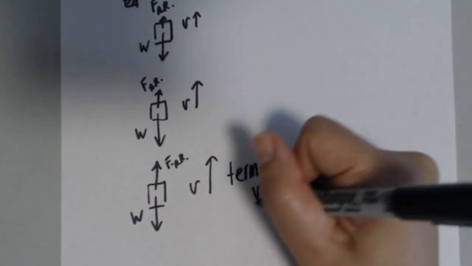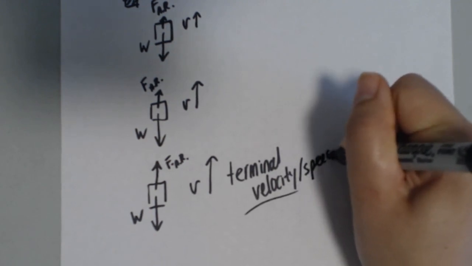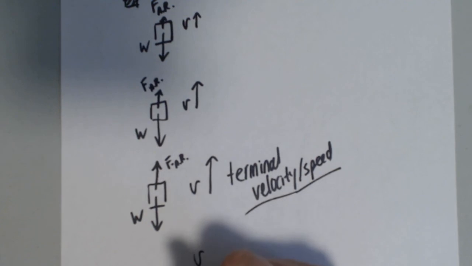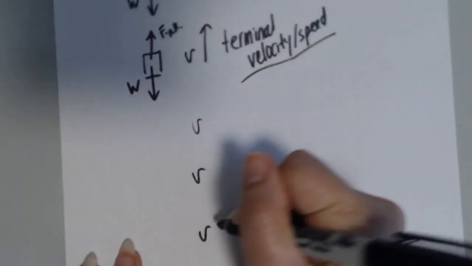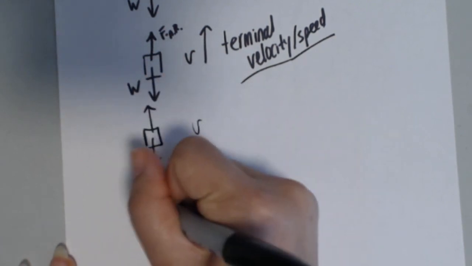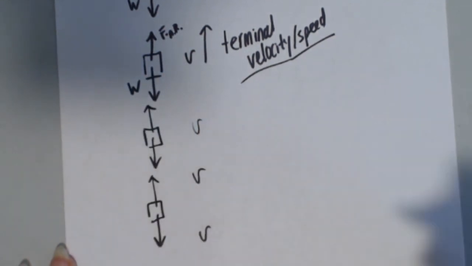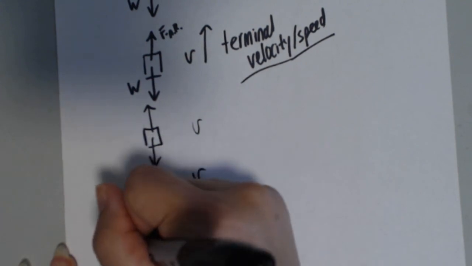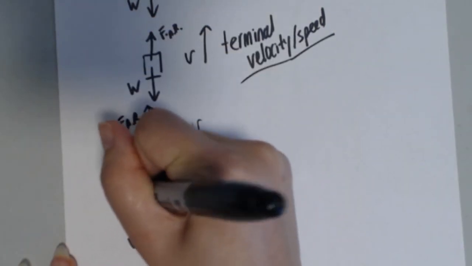So we reach the terminal velocity or terminal speed, which is the highest speed attainable. And then that speed just continues until the object collides with the ground. So at every point afterward, these two forces will always be the same. The weight never changes anyway, but the air resistance force remains constant as well.